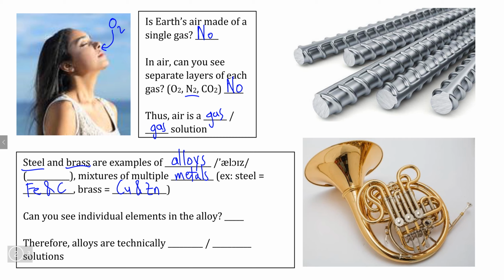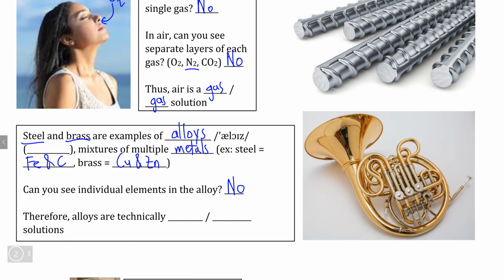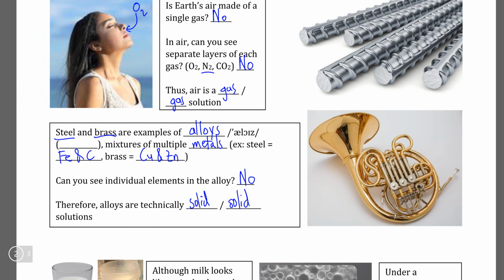Now, if we look at each of these metals here, can you tell in brass where the copper ends and where the zinc begins? Likewise, can you see individual carbon layers within the steel? Once again, I cannot. Because of this, because these metals are effectively mixtures of more than one metal where we cannot see the individual metals within, these are technically solid solutions. Again, we don't normally think of solids as solutions, but following our definition, they technically are.